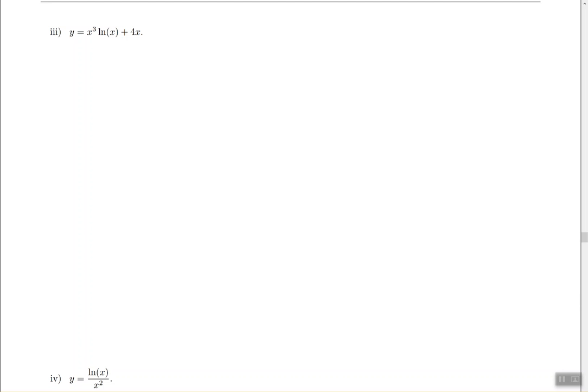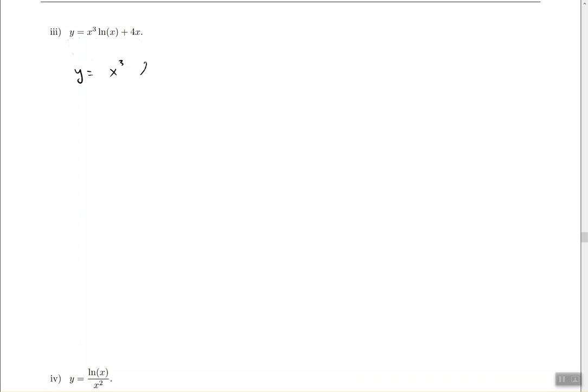The next few questions we work on will involve doing some sort of a logarithm rule together with a product rule or a quotient rule or a chain rule, okay? So the first one, it says again, y equal to x cubed ln of x plus 4x, and it wants the derivative. So I'm gonna start with the problem itself.